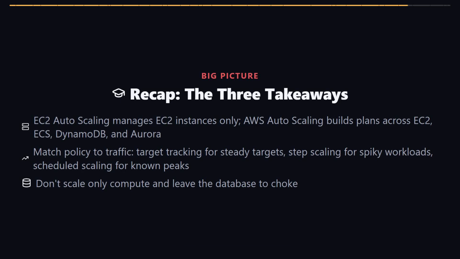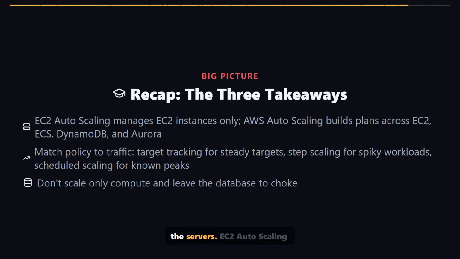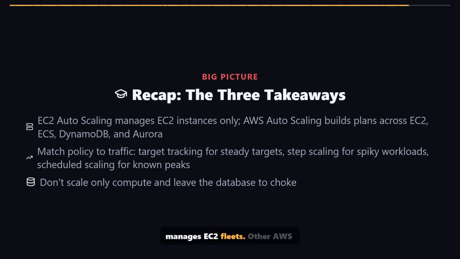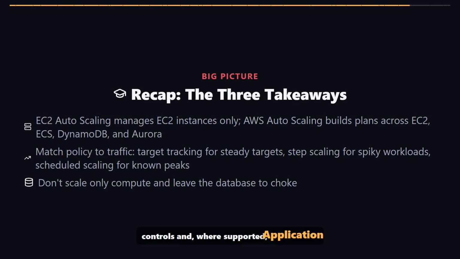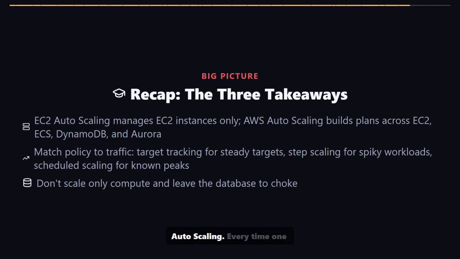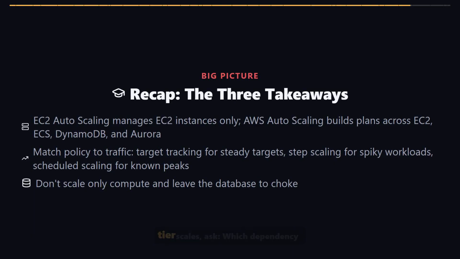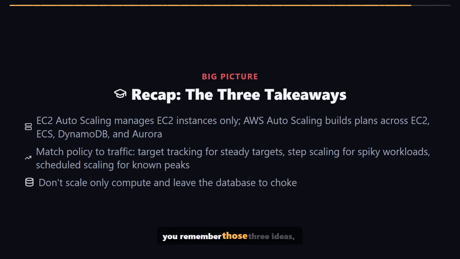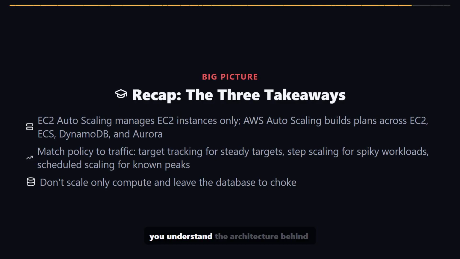Takeaway 3. Scale the architecture, not just the servers. EC2 auto-scaling manages EC2 fleets. Other AWS services use their own scaling controls and, where supported, application auto-scaling. Every time one tier scales, ask, which dependency becomes the next bottleneck? If you remember those three ideas, you understand the architecture behind auto-scaling, not just the vocabulary.